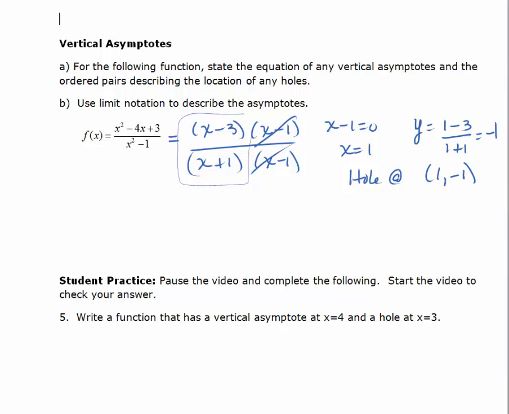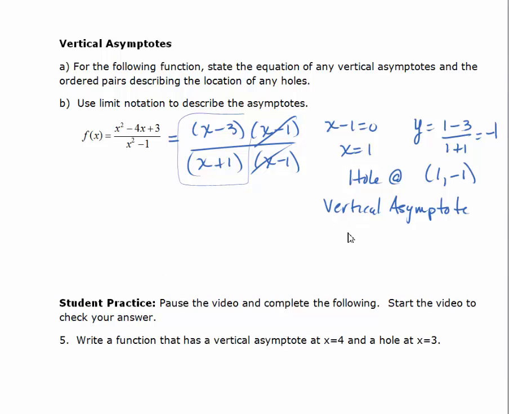The vertical asymptote you find by setting the remaining factor in the denominator equal to 0. So your vertical asymptote is going to be when x plus 1 is equal to 0, or x equals negative 1. That's the equation of your vertical asymptote.